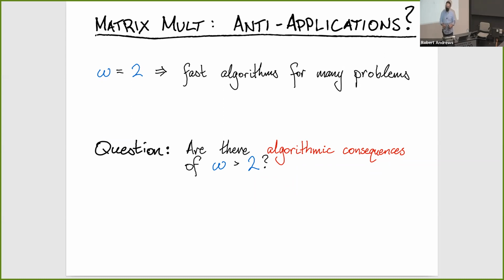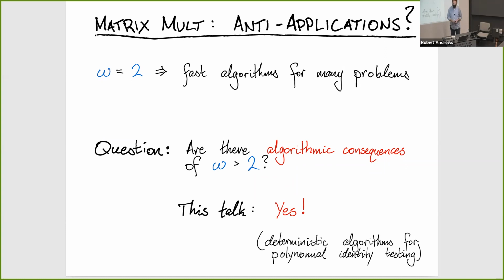And the point that I want you to take away from this talk is that yes, we actually can use lower bounds on omega to design algorithms. And if you are thinking about, okay, what algorithm could we possibly get from this? Well, it kind of gives it away. We're going to talk about polynomial identity testing.